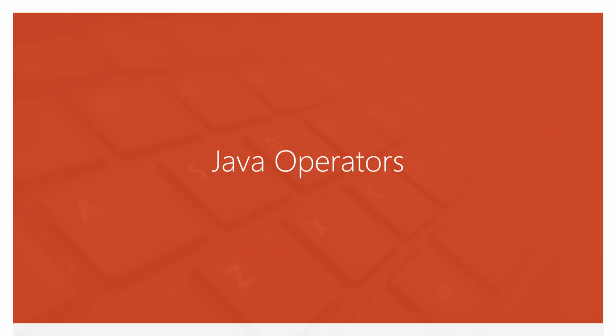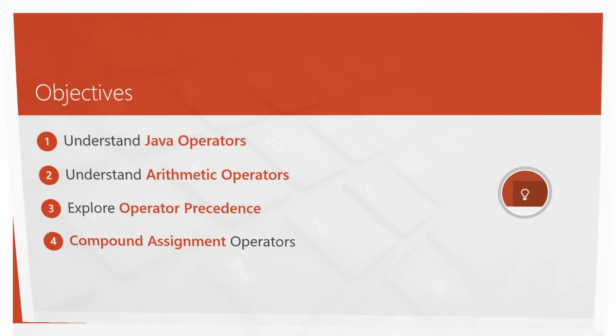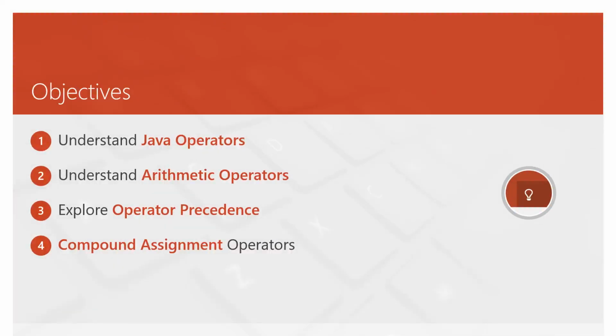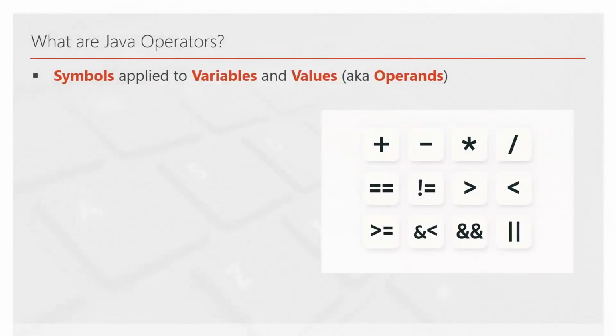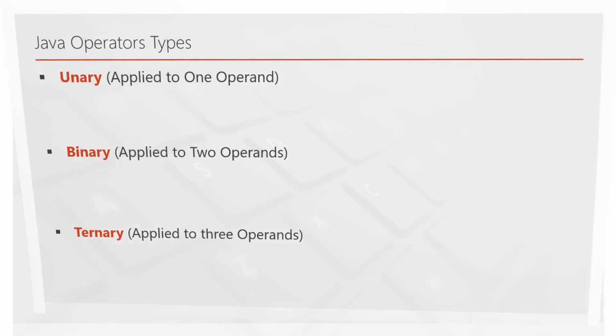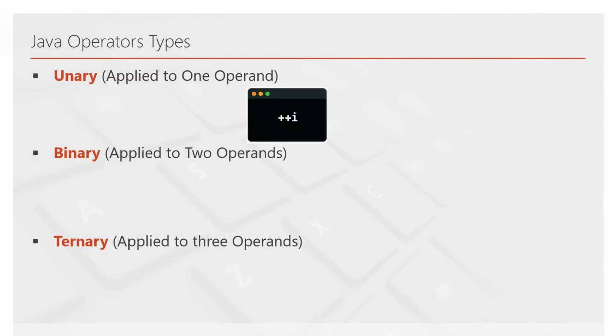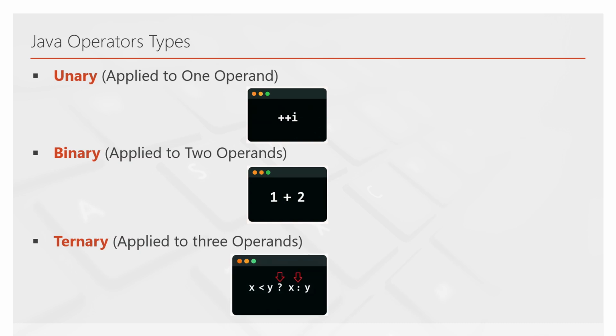Our next topic is Java operators. For our objectives, you'll understand Java operators and arithmetic operators. We'll explore operator precedence and work with compound assignment operators. Java operators are symbols applied to variables and values, and these are also called operands. The Java operator types are the unary operator, which is applied to one operand, the binary operator applied to two operands, and the ternary operator applied to three operands.